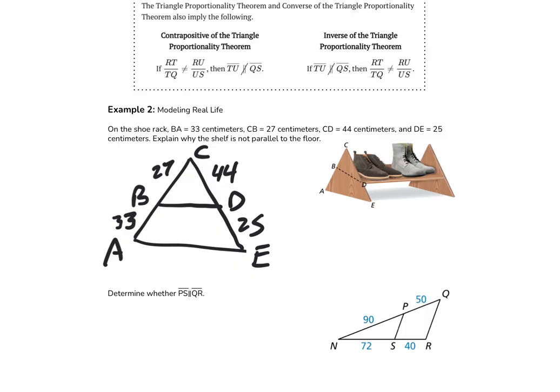Explain why the shelf is not parallel to the floor. Okay, so in this case, they're saying it's not parallel, and you can see that it's leaning a little bit. In this case, that's the way it's designed, so you get a better look at the shoe. You can see the whole thing better. But to show why, you're going to set up a proportion.